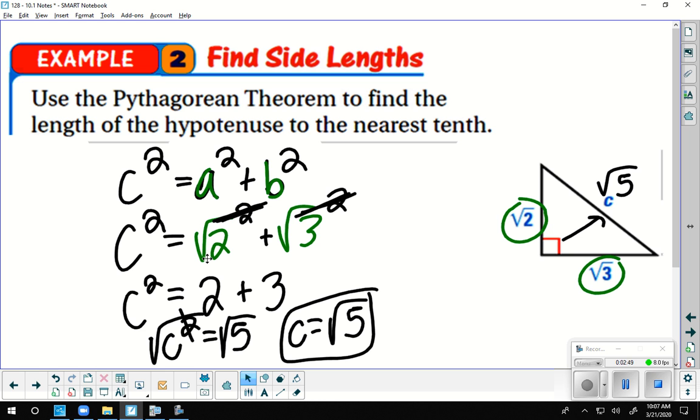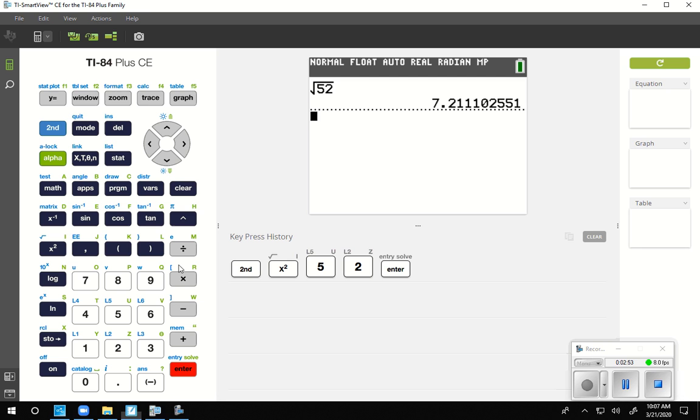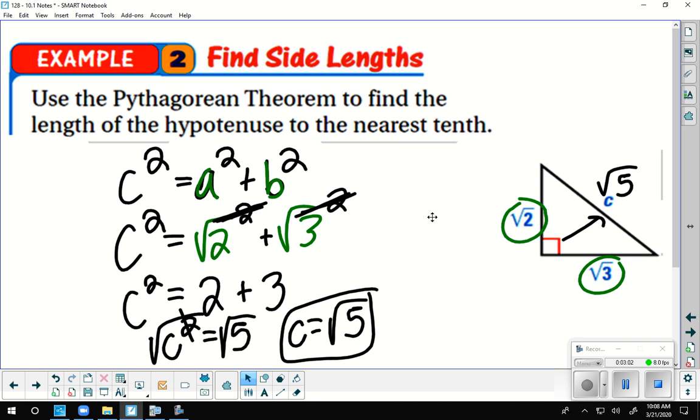It says find the length of the hypotenuse to the nearest tenth. So we can type in the square root of 5 in our calculator, and we get 2.2. The 3 keeps this as a 2. So C equals 2.2.